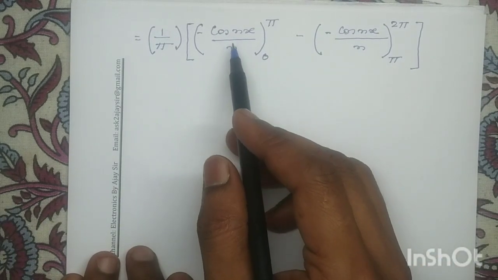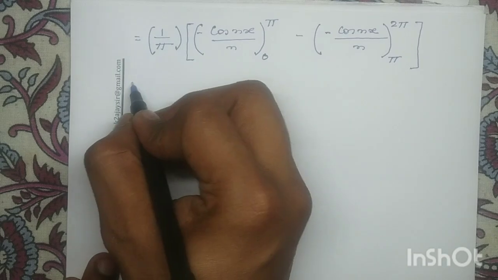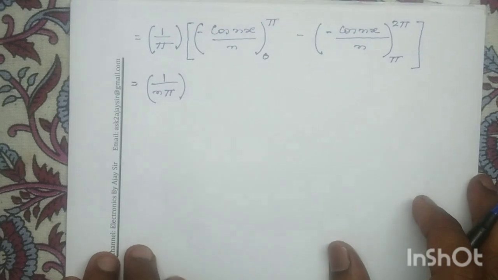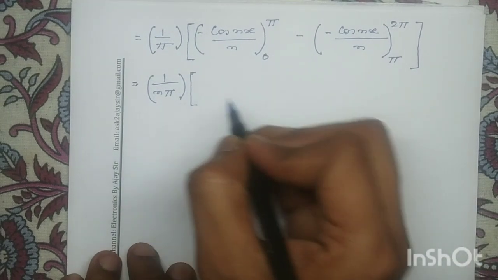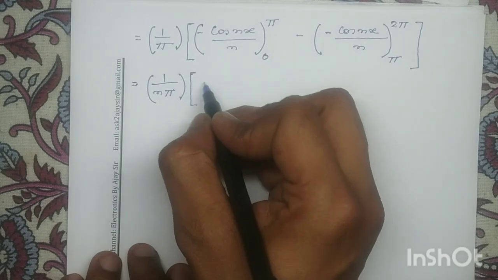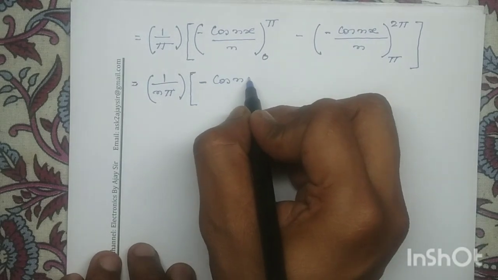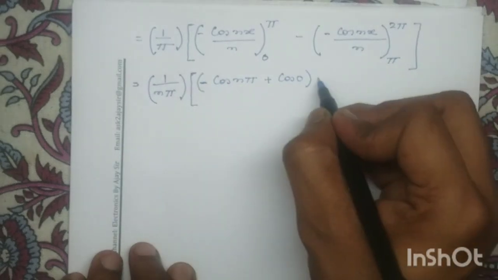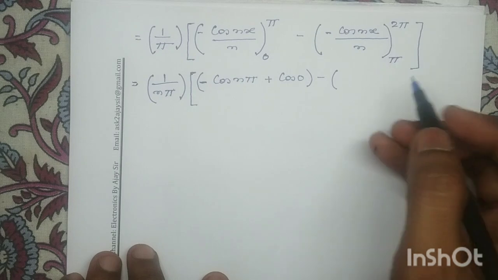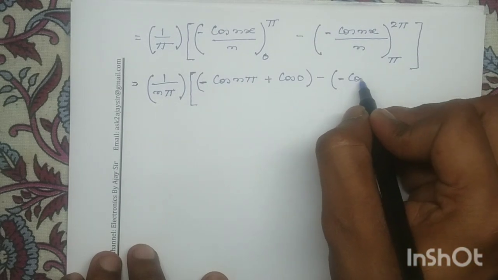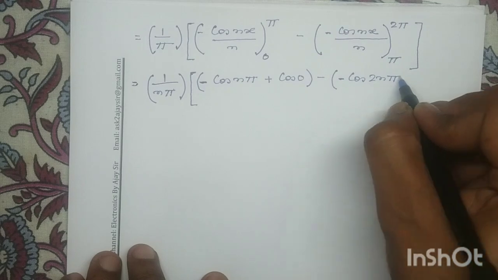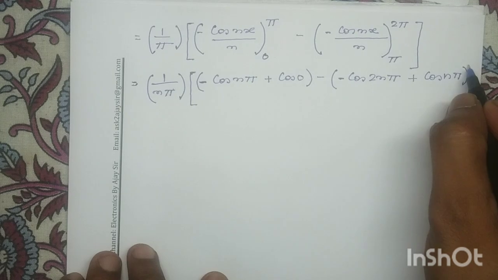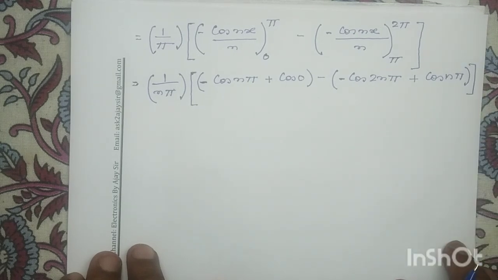This coefficient 1 by n, we will take it out, so the expression becomes 1 by n pi. Now we will apply the limit from 0 to pi, so it becomes minus cos n pi plus cos 0, minus of, we will apply the limit pi to 2 pi, so it becomes minus of cos 2n pi plus cos n pi.